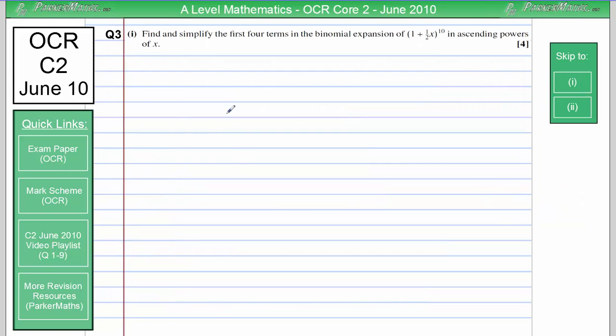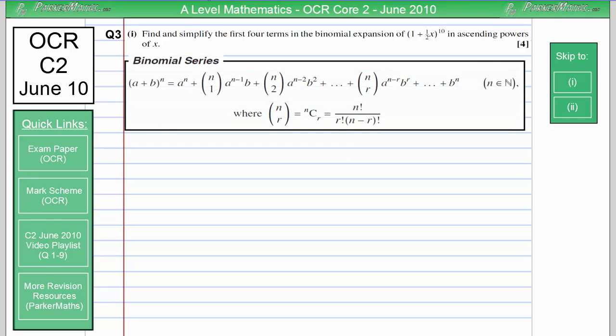Question 3. In part 1, we need to find and simplify the first 4 terms in the binomial expansion of (1 + ½x)^10 in ascending powers of x. So in order to do that, we're going to have a look in the formula book and we find this formula here for the binomial series.